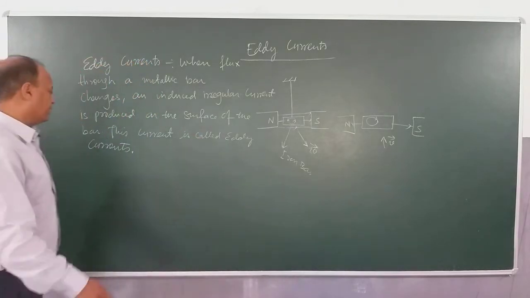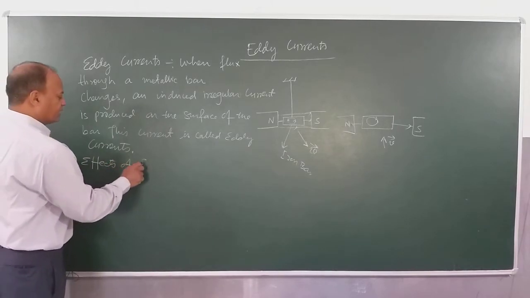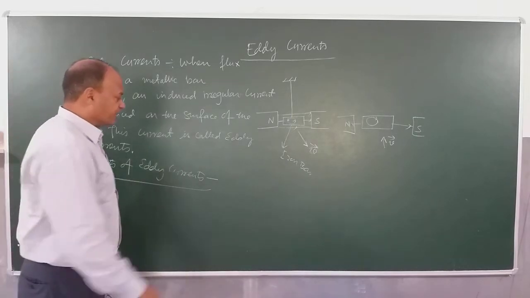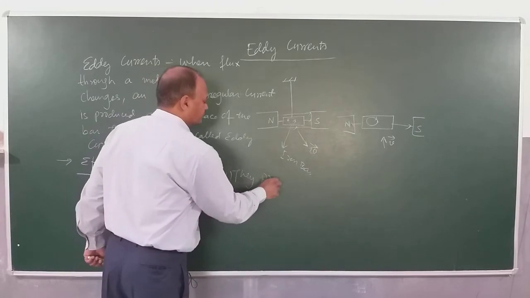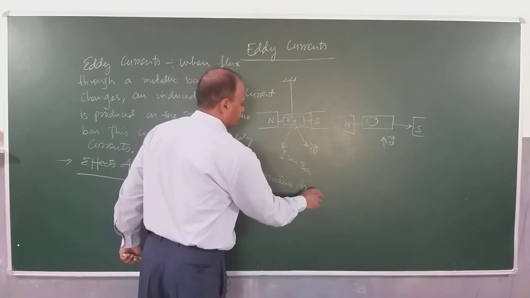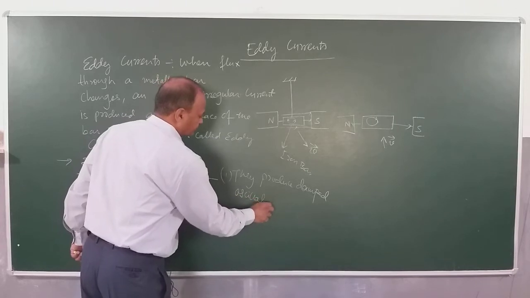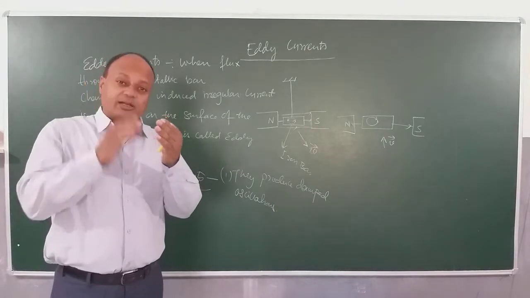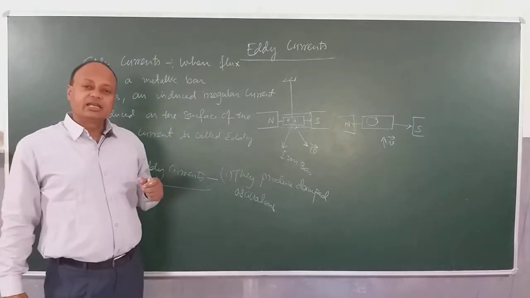Now what are the effects of eddy currents? Children, we are going to discuss the effects of eddy currents. The first effect is they produce damped oscillations. Now what are damped oscillations? You know that oscillations with constantly reducing amplitude are called damped oscillations. Now here what exactly does this damped oscillation mean?